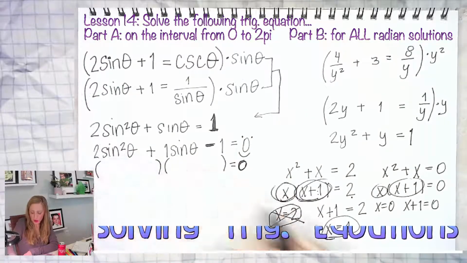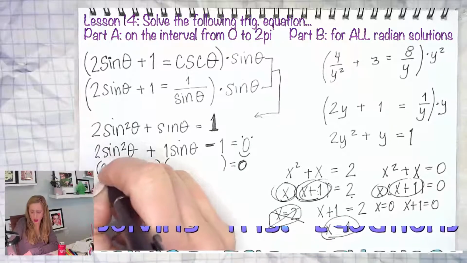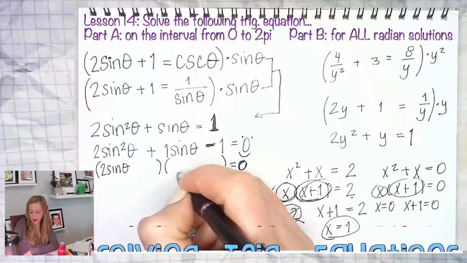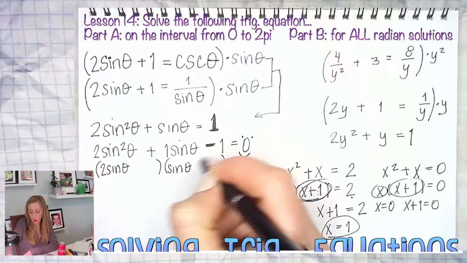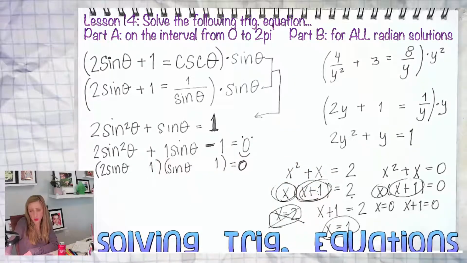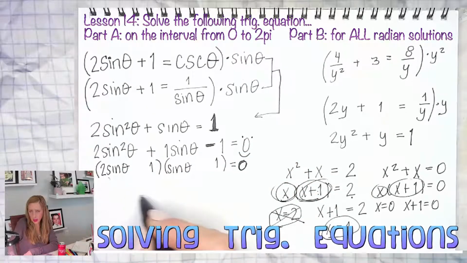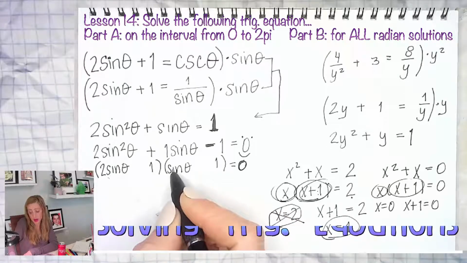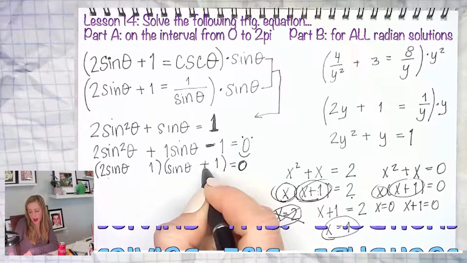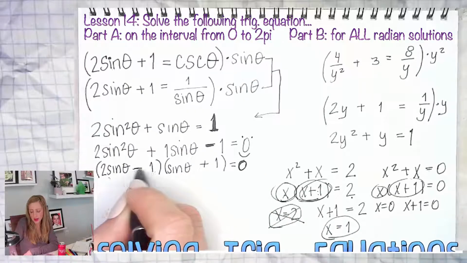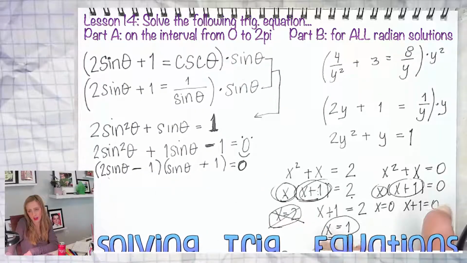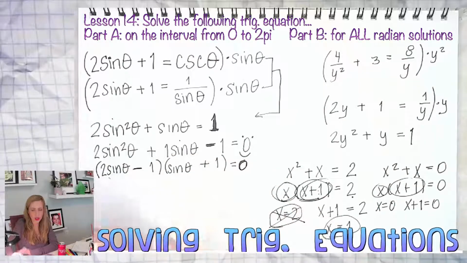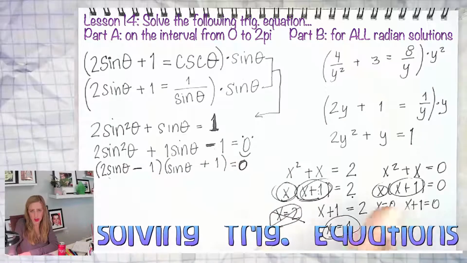What first multiplies to give me 2 sine squared? Well, I would do 2 sine theta and sine theta. For 1, I don't really have many options, 1 and 1. Then I think it through. Outer, inner. Outer is 2 sine theta, inner is sine theta. I need a positive 1. So my outer is positive 2 and my inner is negative 1. Then I'm done factoring. If you factor with the AC method, beautiful, keep doing that if you like it.